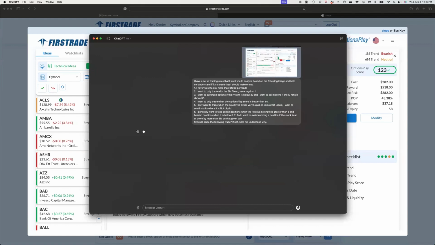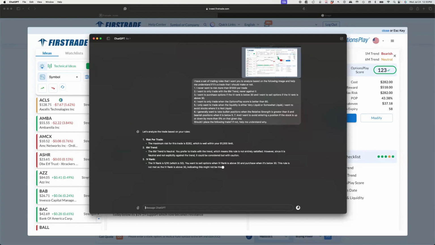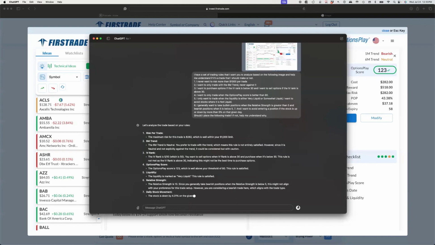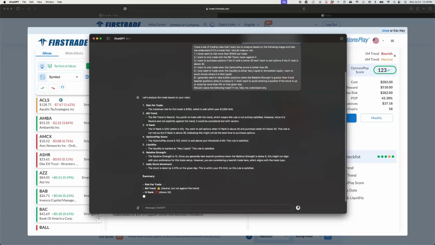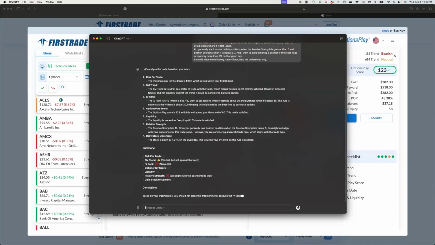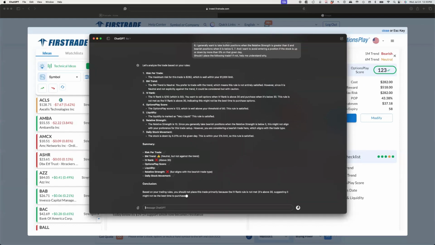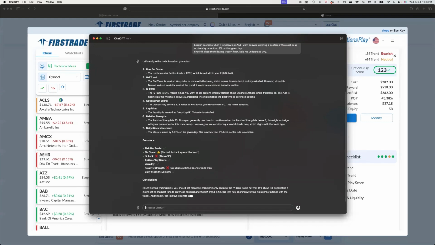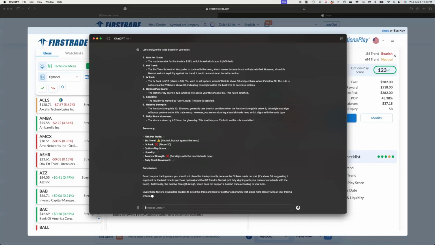What this basically does is that once I find a trade that I'm interested in, I don't have to spend the mental capacity to remember all my rules and think through whether or not this trade meets all of my rules. I can have ChatGPT do the interpretation for me and tell me whether or not I'm meeting my specific rules.